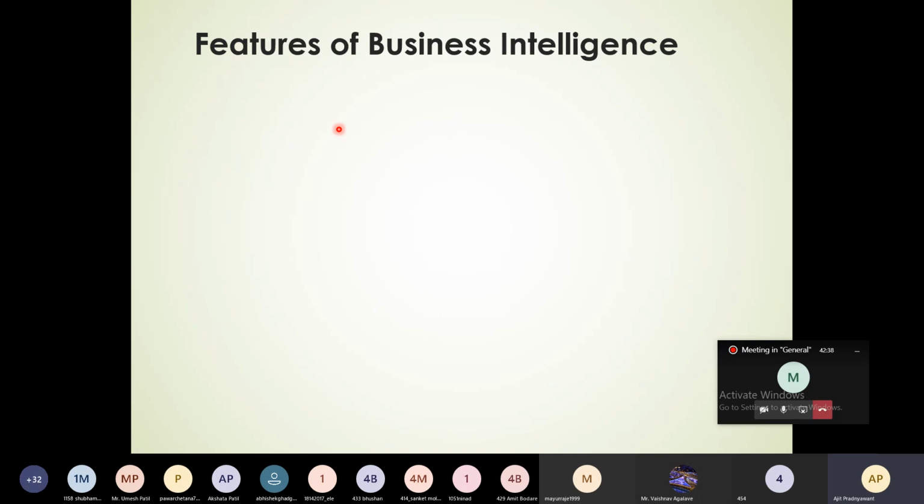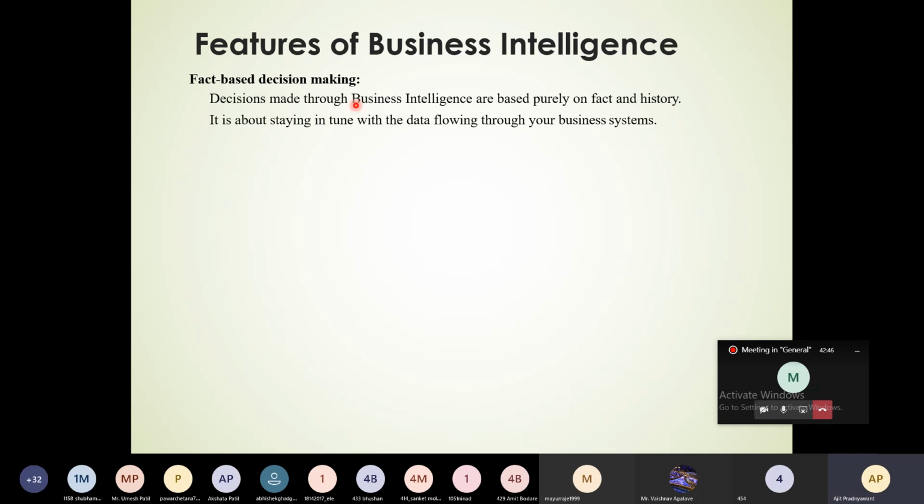Now we are going to learn about the features of business intelligence. Facts-based decision making. Decisions made through business intelligence are based purely on fact and history. It is about staying in tune with the data flowing through your business systems.